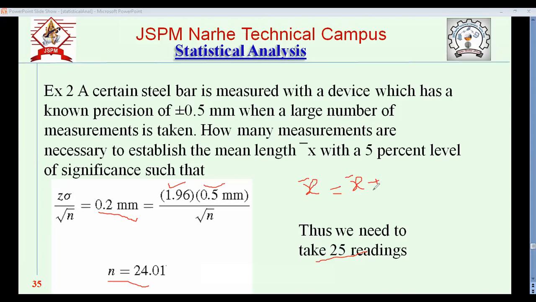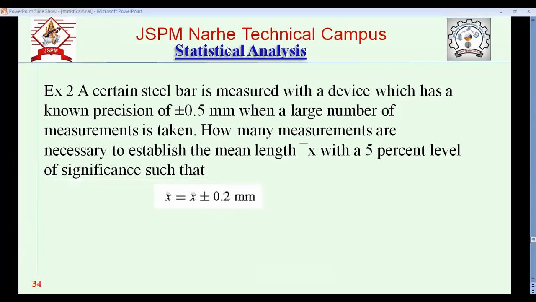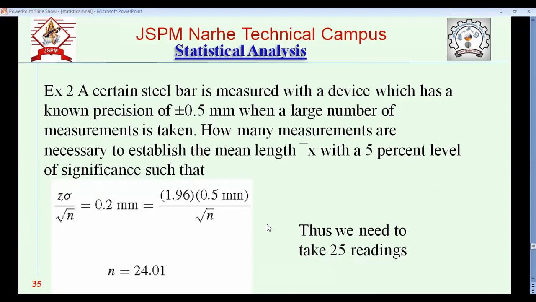x plus minus. Sir, how did you get 0.2 mm? It is given in the problem. I will just show you the problem. It is asked in the problem to maintain up to this value. Yes, we have to design in such a way that it is plus minus 0.2. So how many readings do you need? Okay.